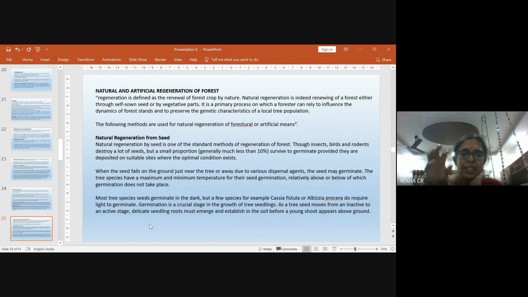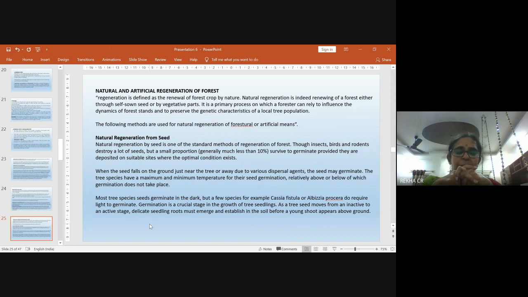See, first of all, the seeds are eaten by a number of insects, birds, and rodents. Only 10% is remaining, and this 10% also, in order to germinate, requires a suitable temperature, suitable area or the suitable habitat. And if there is an adverse temperature or adverse conditions, or if there is any deficiency in water, these 10% surviving seeds also cannot germinate.